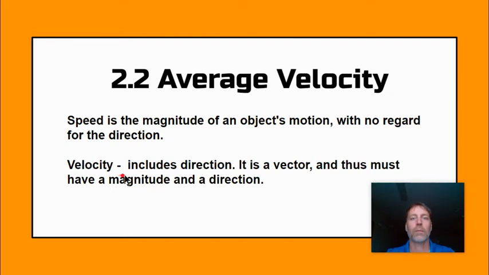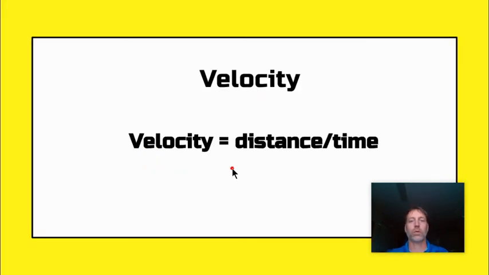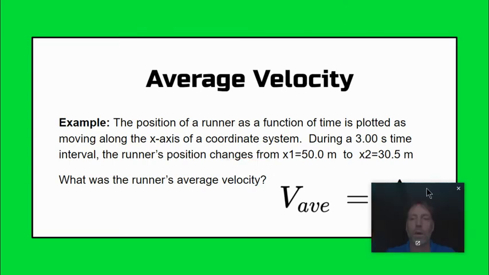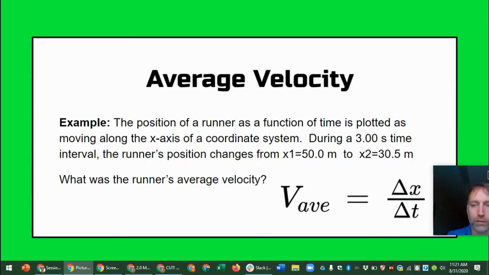Okay, so let's talk about average velocity here. So here's what you understand. Velocity is the amount of distance in kilometers or meters over time, which is usually reported in seconds. So you can think of velocity as meters per second or kilometers per second. Okay, so let's talk about what average velocity is. Here's an example problem.